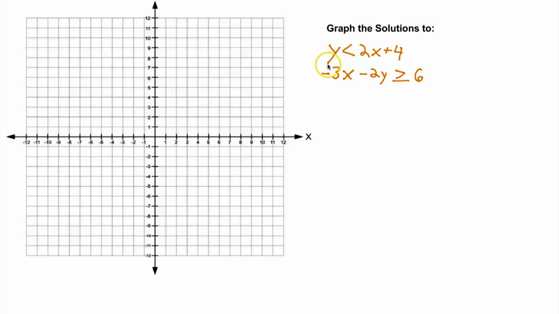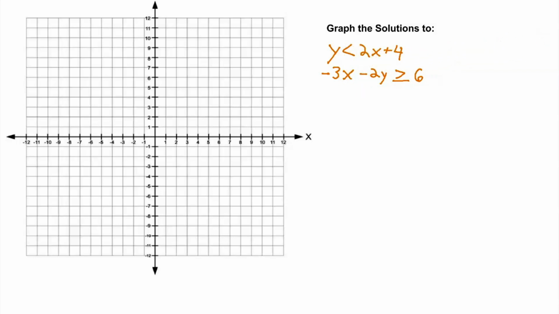The basic idea is you're going to graph each inequality on its own, shading each on its own, and then look for the region in the graph where the solutions of the first inequality overlap the solutions of the second. Where they overlap in their shading is where your solutions are, because that is where both inequalities are true. So let's check it out.